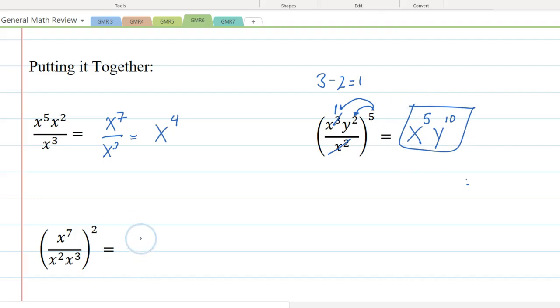One more time, we have x to the power of 7 over x squared, x cubed. I'm going to take care of our like terms on the bottom first.